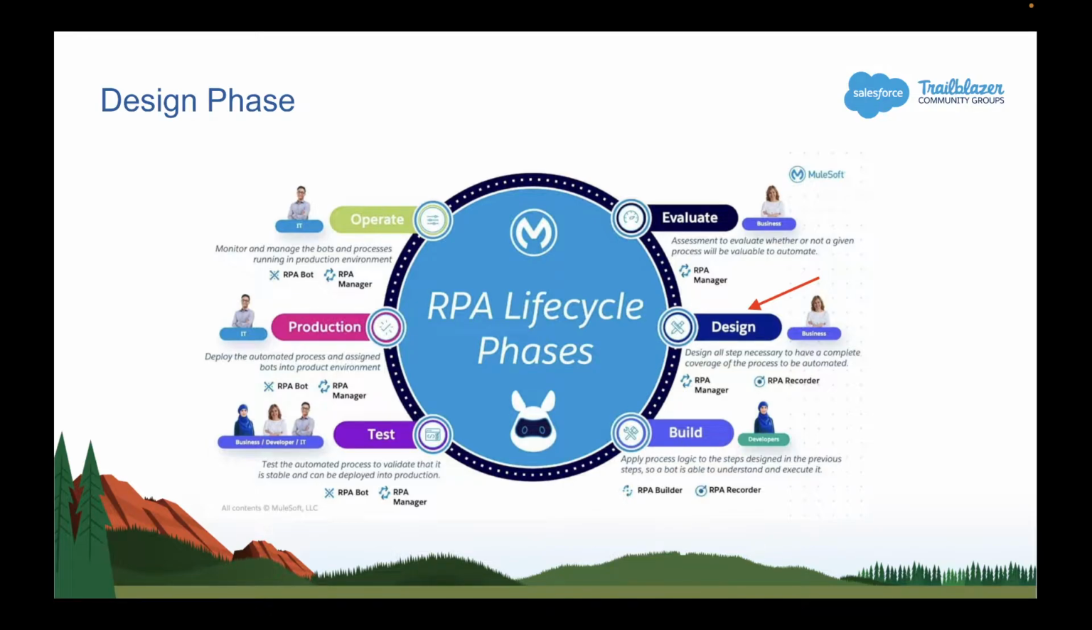Now it's the primary role of a business analyst, or an individual who has proper knowledge about the process that needs to be automated, to be involved in the design phase. Whenever we design our candidate RPA process, we draw a flowchart with each block representing an action or an activity that would be automated using MuleSoft RPA. Once we design, we then move to the build phase, where the developers will be involved in the actual implementation of the RPA bot process.